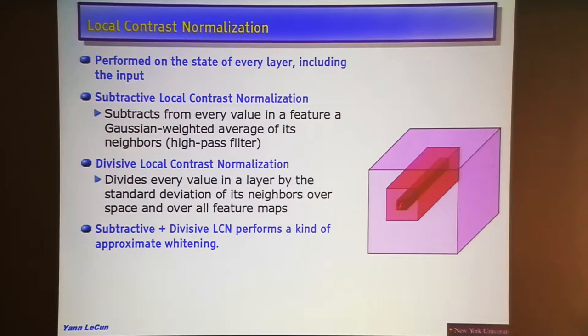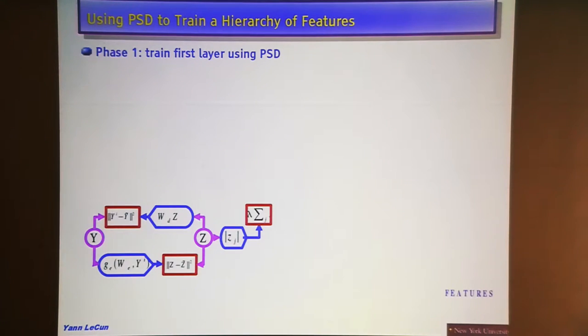And so you get something like this, and you do the same operation here. Replace every value by itself minus the weighted sum of its neighbors, but now its neighbors are in 3D. So you compute the average over space and over feature type. And again, divide every value in there by the standard deviation of all the neighbors. In fact, I think we use the same coefficient for all the variables here, and it's all computed with this neighborhood. And that turns out to be really crucial to get good performance.